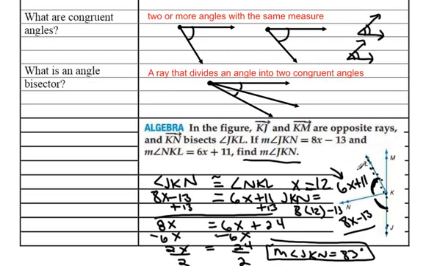Also make sure you go back and check to make sure this angle is 83 degrees as well. 6 times 12 plus 11 is in fact 83 degrees. So these two are congruent angles.